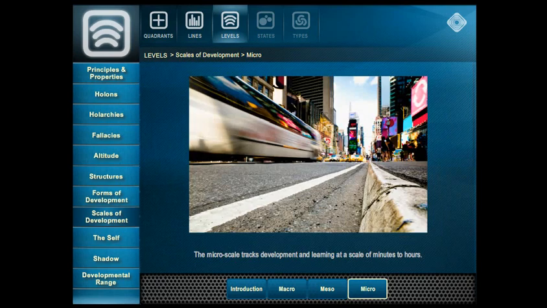The microscale tracks development and learning at a scale of minutes to hours. Primarily used by researchers investigating development through a dynamic systems lens, the microscale requires a fine-grained developmental spectrum in order to track the constant transformative, translative, and regressive movements.